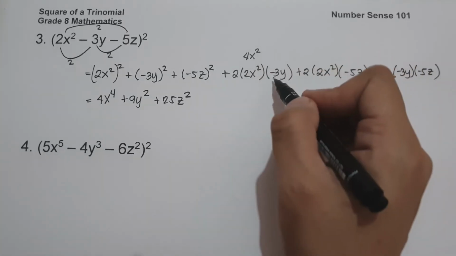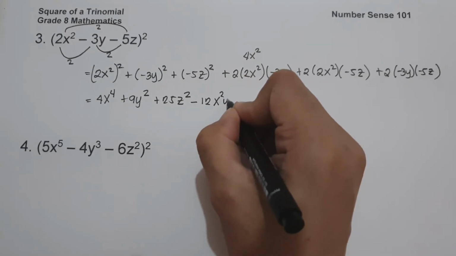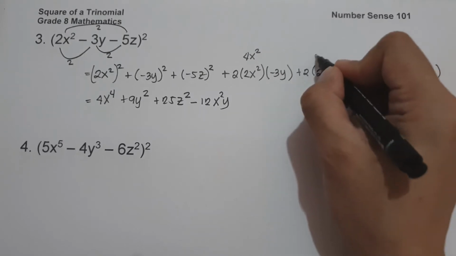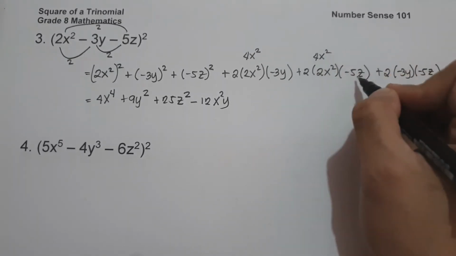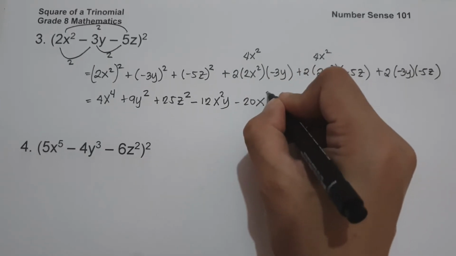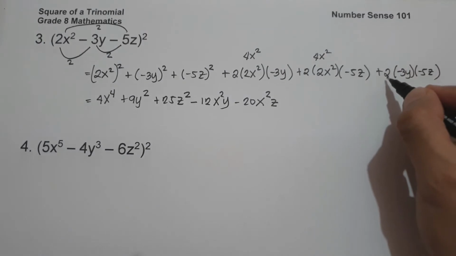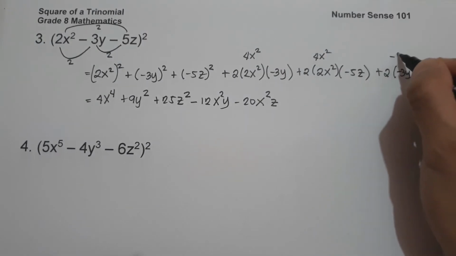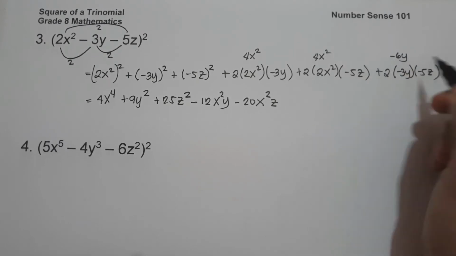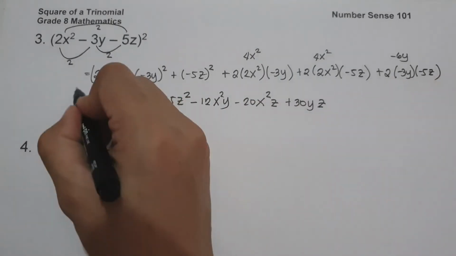And 4x squared times negative 3y is negative 12x squared y. And then, 2 times 2x squared is 4x squared times negative 5z is negative 20x squared z. And our last term is 2 times negative 3y is negative 6y. And negative 6y times negative 5z is positive 30yz. And this will be our answer.